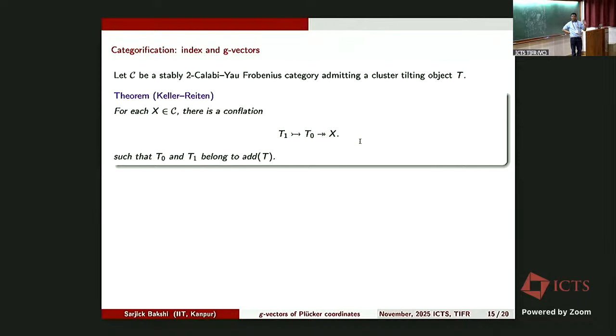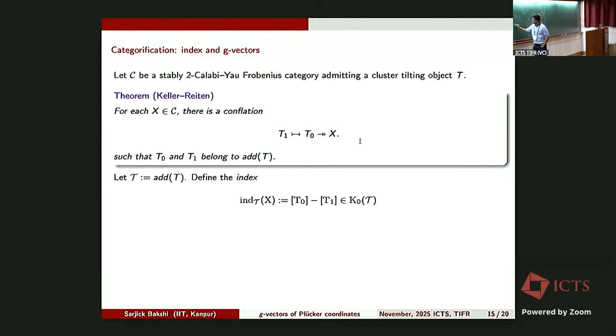So this is like a projective resolution in loose words. Once you have this conflation, one can define an index in the split Grothendieck group of T. Remember, note that these conflations might not be unique.